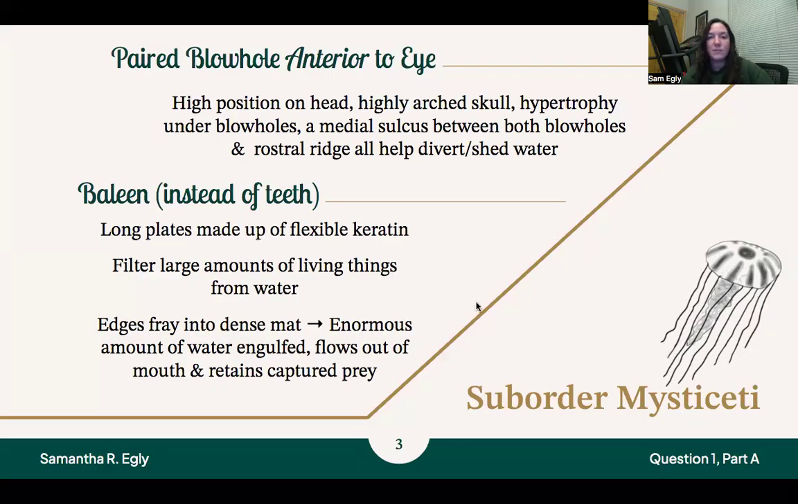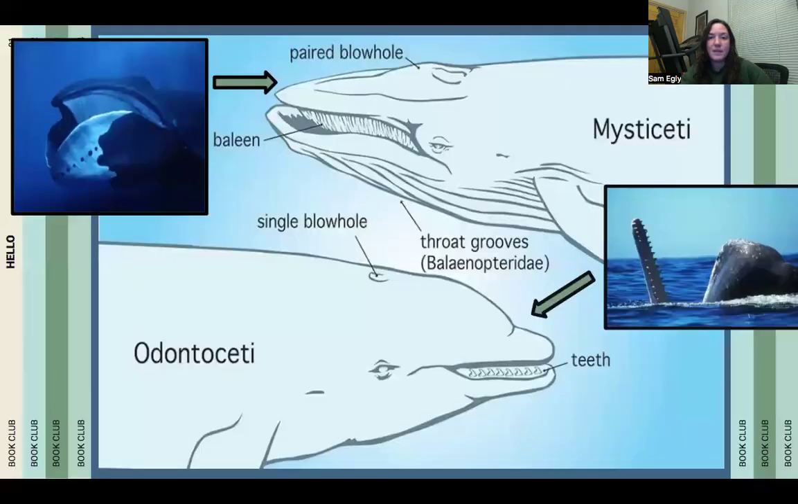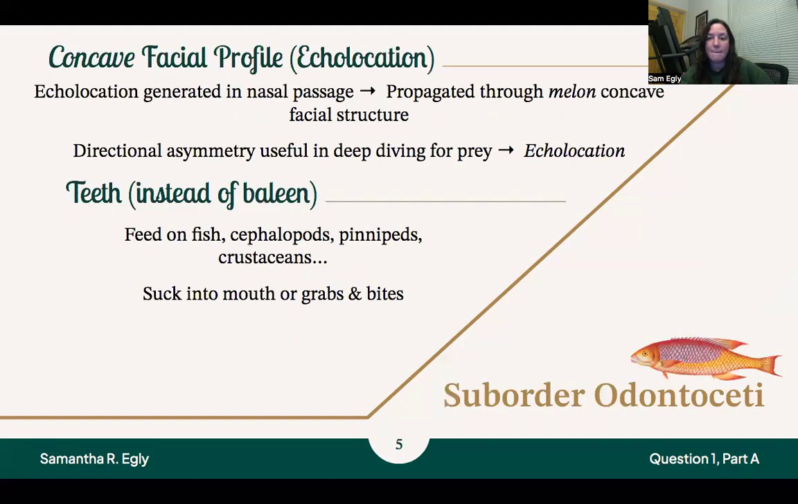So they also have paired blowholes that are anterior to the eye, unlike the odontocetes that have a single blowhole posterior to the eye. So it evolved external protection from incursions of water to development of valve-like structure that seals the blowholes. So the water is excluded from them, and due to their high position on the head, and in addition, they have a medial sulcus between both blowholes and a rostral ridge that also helps to shed the water. This is a picture between the baleen and the toothed whales.